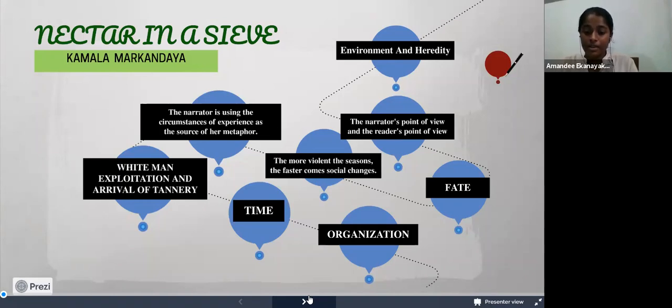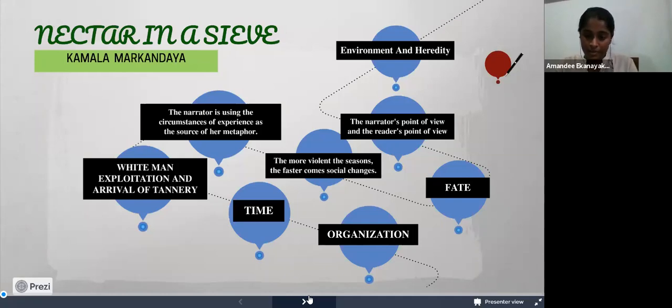Nectar in a Sieve by Kamala Markandaya is a relatively short novel that introduces the life in rural India and the changes that occurred during the country's British colonization. Although easy to read, the novel is lyrical and moving and can be read on a variety of levels.